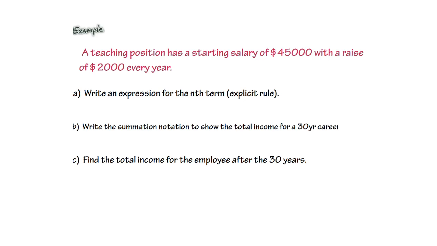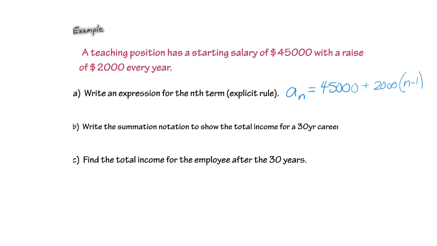All right, last one. Kind of ties it all together here. We have a teaching position that has a starting salary of $45,000 and a raise of $2,000 every year. So let's write an expression for the nth term. That means write the explicit rule. So the nth term would equal the first term, which I know is 45,000, plus the common difference, which is the 2,000, times n minus 1. Okay, so there's your explicit rule.